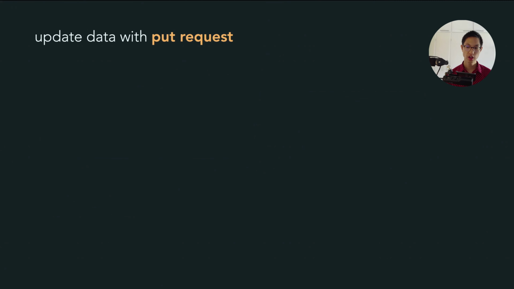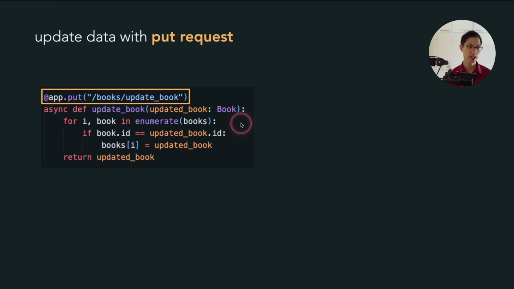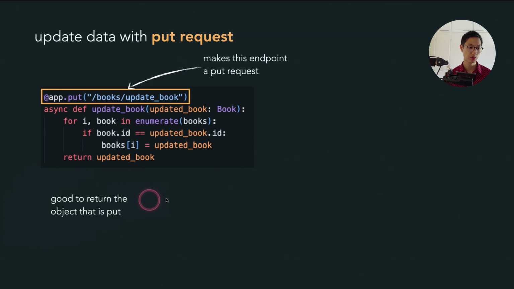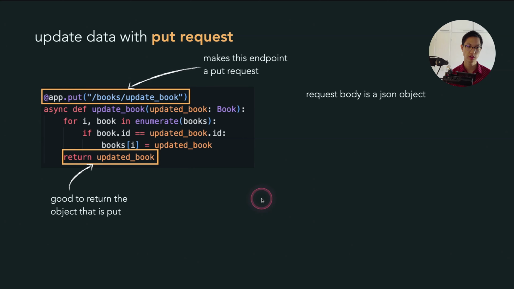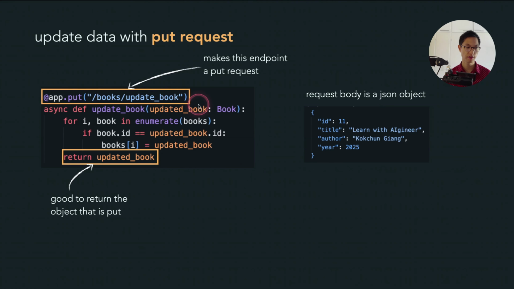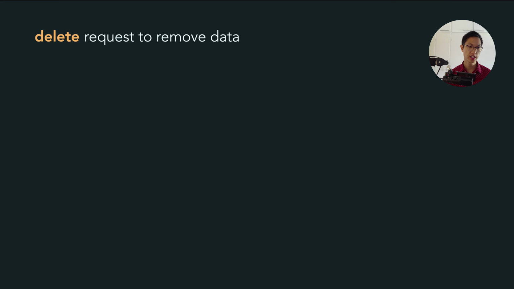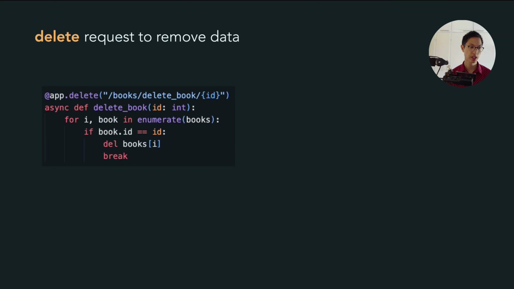Yes. And then you have update, which is done by using a put request. Here you have app.put, which makes this endpoint into a put request, and it's good to return the object that is put as well. The request body is similar as before, still a JSON. Here you have updated book as a JSON object, and you go through this and find the book.id, which should be the same as the updated book.id that you see, okay, ID 11. If there is an ID 11 already, then we can update that book.